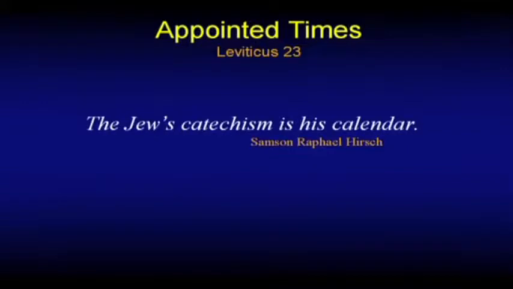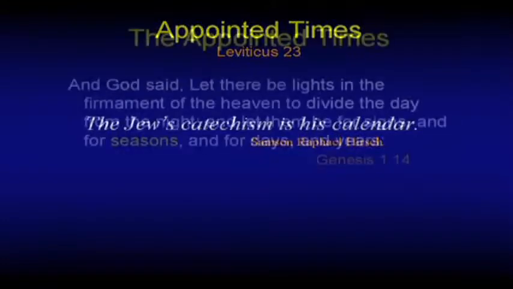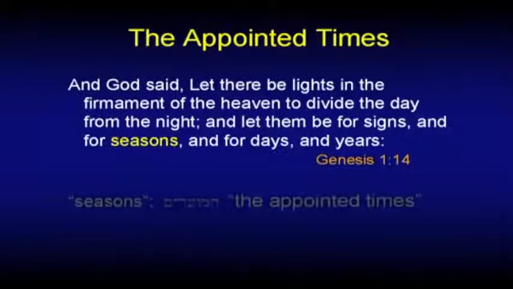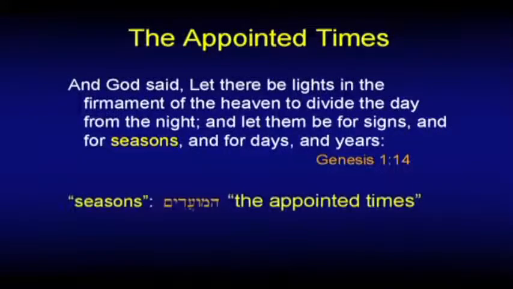There's another thing. Rabbi Hirsch says that the Jews' catechism is his calendar. And in Genesis chapter 1, verse 14, God said, let there be lights in the firmament of the heaven to divide the day from the night, and let them be for signs and for seasons, and for days and for years. The word for seasons is actually moadim. The appointed times is what it actually means.